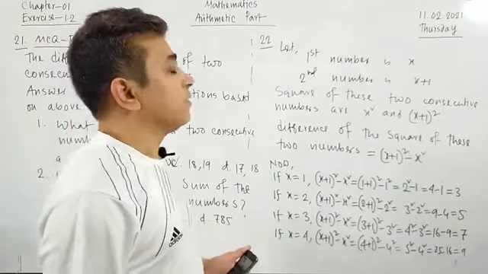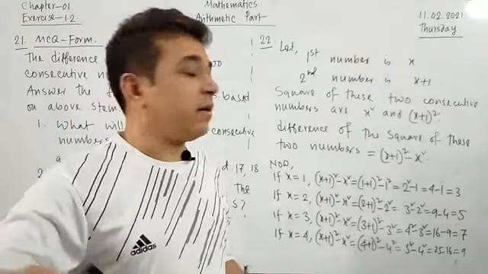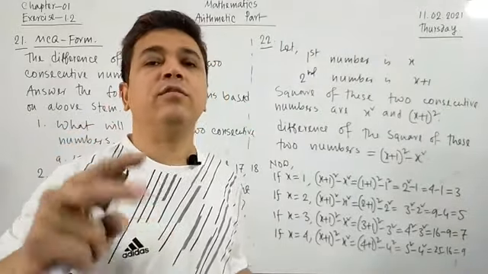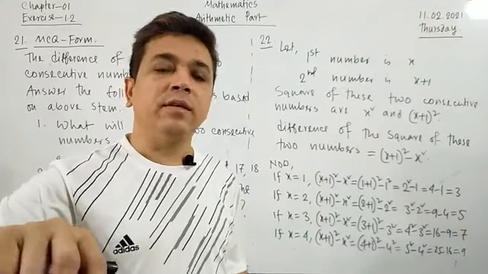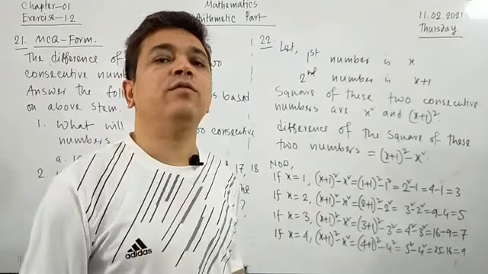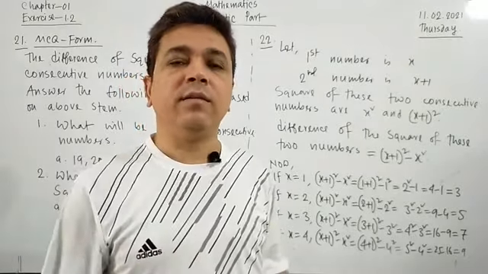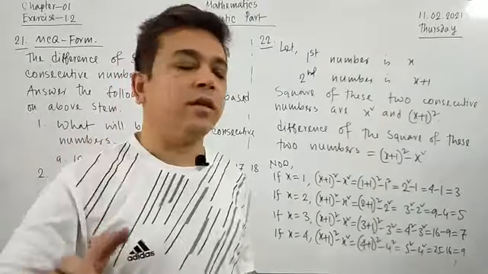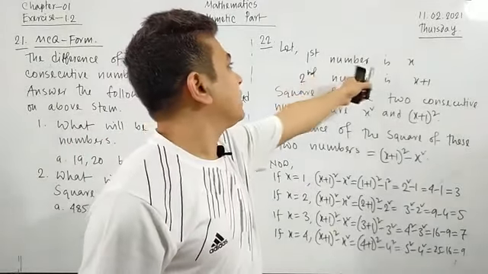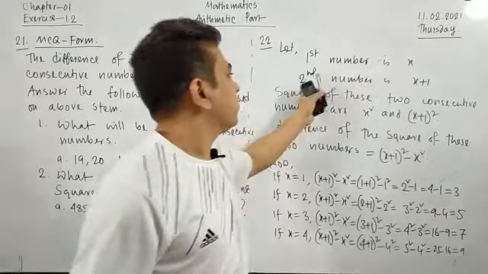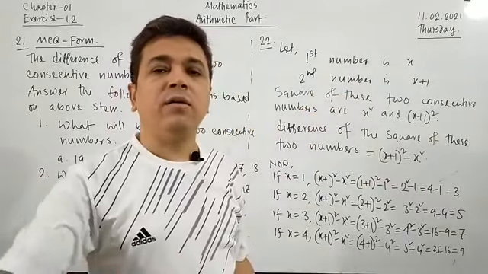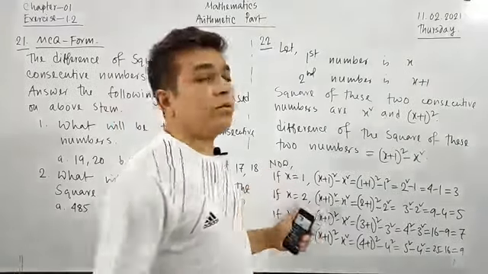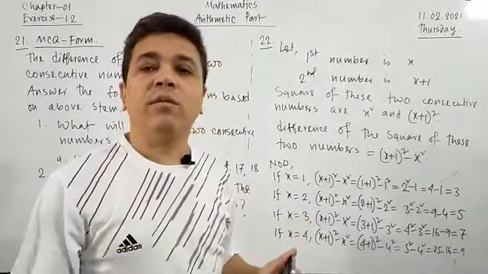Okay, no problem. The question is you have to find the difference of squares of two consecutive numbers. What does it mean? First you have to consider two consecutive numbers, and you know how to consider consecutive numbers. I did it like this: the first number is x, so the second number is x plus 1, or any number if you consider, it should be 1 plus.